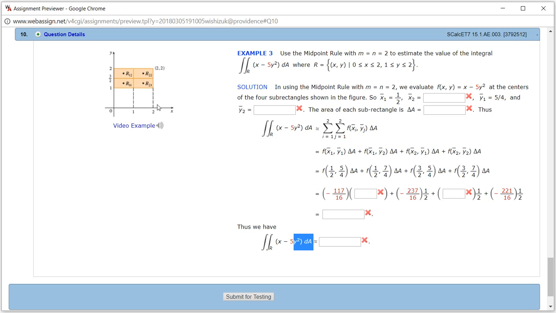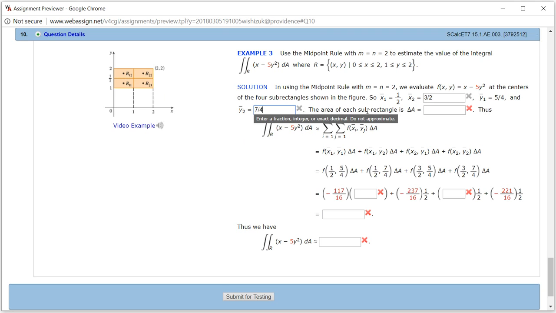So x1 bar is just the midpoint between 0 and 1, so obviously it's 1/2. And x2 bar is between 1 and 2, so it's going to be 1.5 or 3/2. And y1 bar is 5/4, and y2 bar would be here, so this is 1, right? So it's going to be 1 plus 3/4, so it's 7/4.